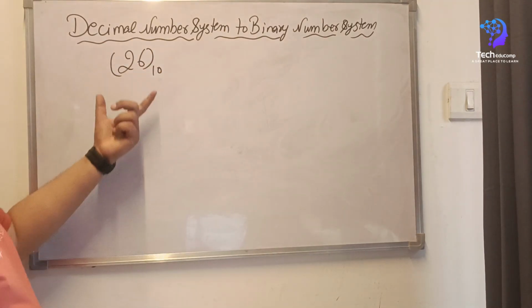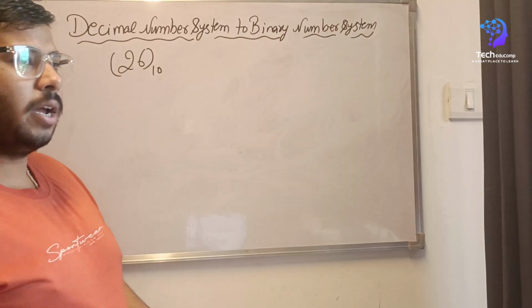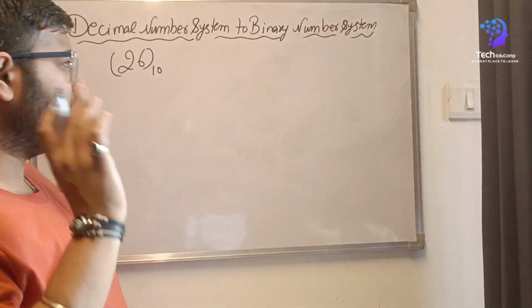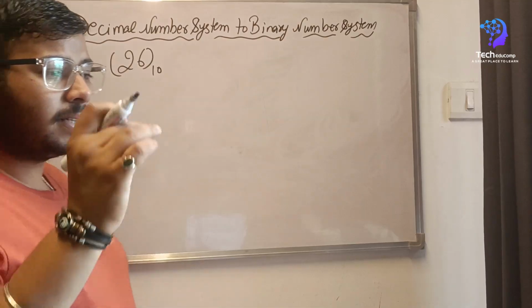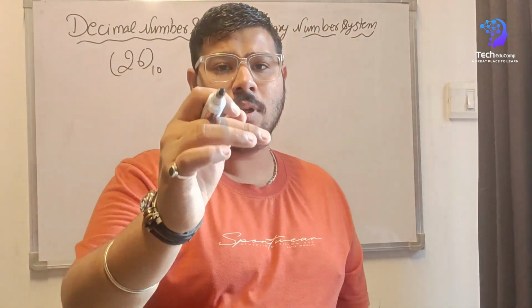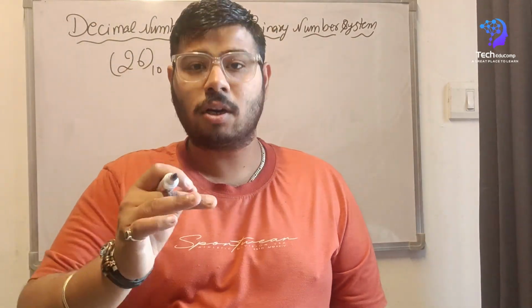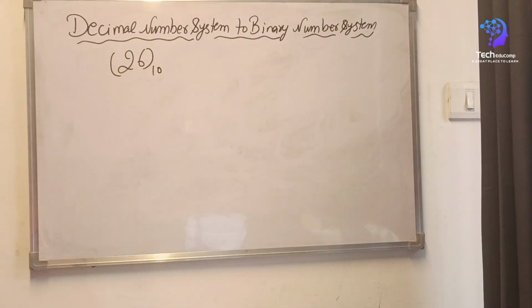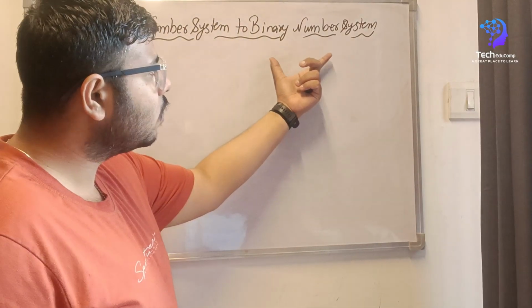So if it is written like this, without brackets, simply 26 with base 10, then it is a decimal. That number belongs to the decimal number system and not any other number system. So now we have this. How do we convert this into binary?